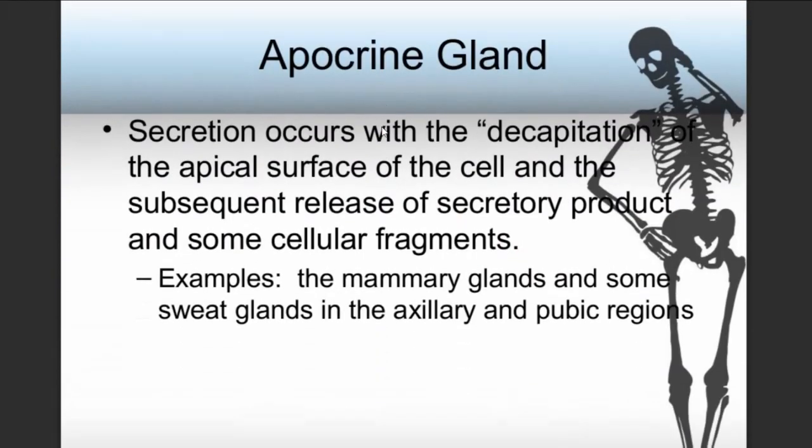We have the apocrine gland. Secretion occurs with the decapitation of the apical surface of the cell and the subsequent release of secretory product and some extracellular fluid. Means that the apex of the cell will degenerate with its secretory vesicles and it will maintain its shape by repairing the cell. Apocrine gland examples are mammary glands and some sweat glands in the axillary and pubic region.